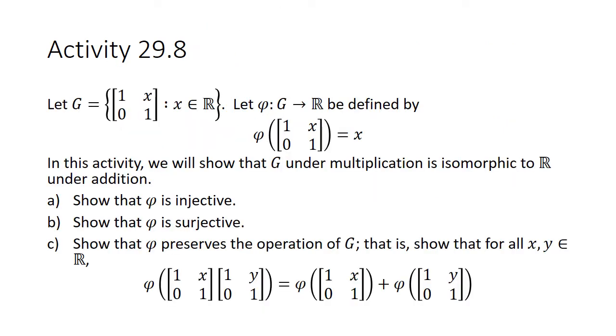All right, so now let's do another activity, and in this one we're actually going to prove what I said on the last slide, which is that this group G is isomorphic to the real numbers under multiplication, or sorry, under addition. So go ahead and pause the video and try this activity, and then we'll go over it.